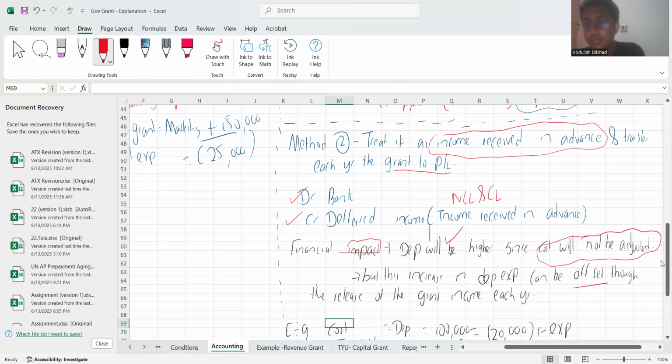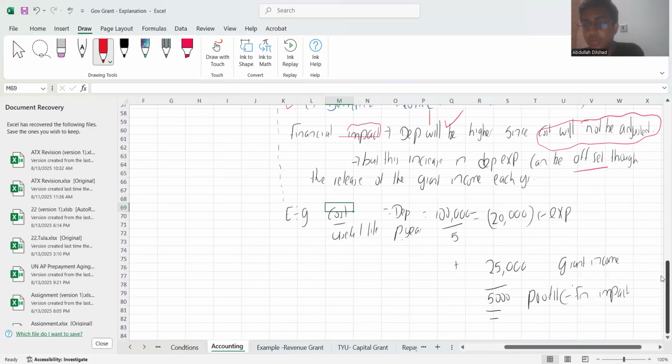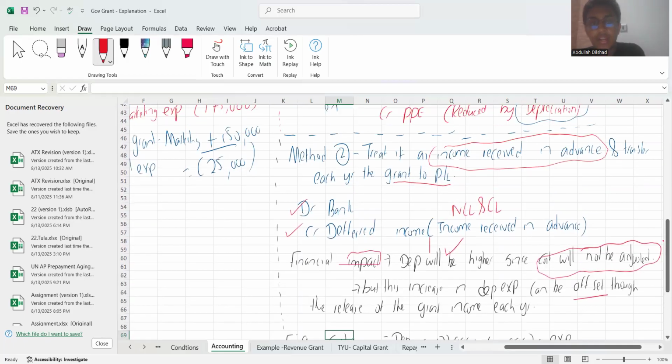How can it be offset? You all know, right? Each and every year, you all will be transferring from your deferred income or from your income received in advance account to profit or loss, right? So that transfer is known as an income. That income will set off your depreciation, right?